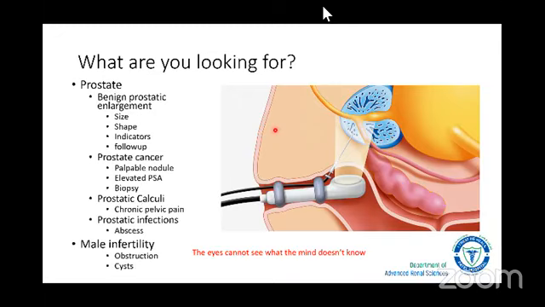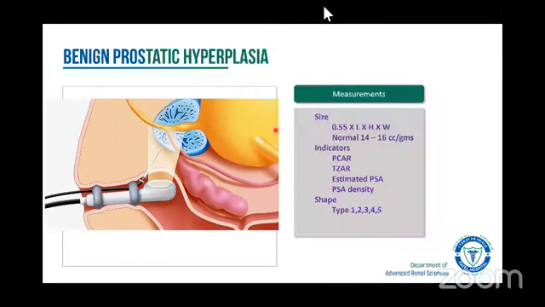In a transrectal ultrasound for a diagnostic purpose, you are looking at only two parts of the anatomy: one is the prostate and one is male infertility. Two pathologies you are looking at. In the prostate, you are looking at benign enlargement of the prostate, prostate cancer, prostatic calculi, or prostatic infections like abscesses. In male infertility, you are only looking for prostatic cysts and any signs of obstruction in the seminal vesicle. We'll just go through these anatomies one by one.